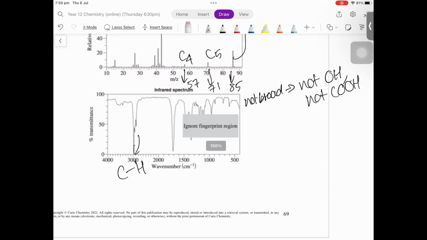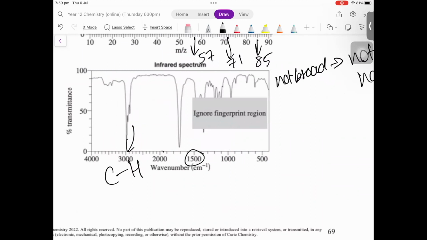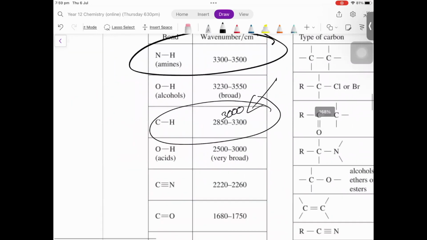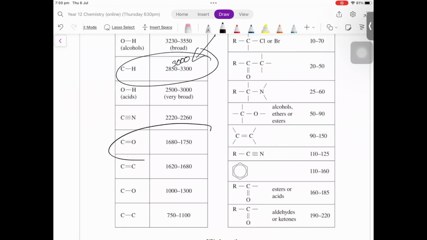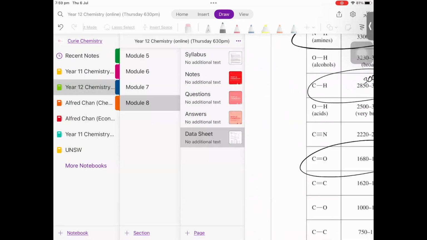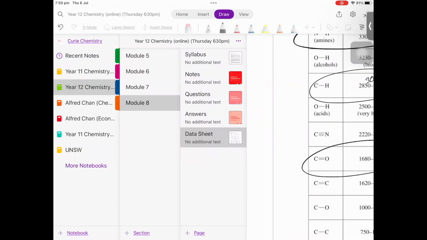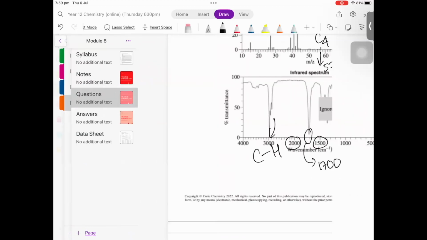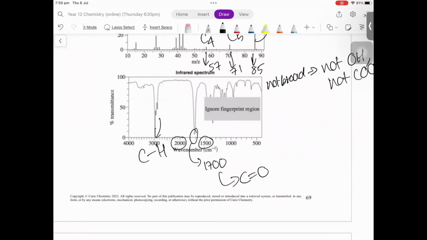Yeah. So this one here is 1,500. This one here is 2,000. So this peak right here is about 1,700. So if you go to your data sheet, the only range that 1,700 fits within is 1,680 to 1,750, which is your carbon-oxygen double bond. So if we go back to the question book, that's going to be C=O.